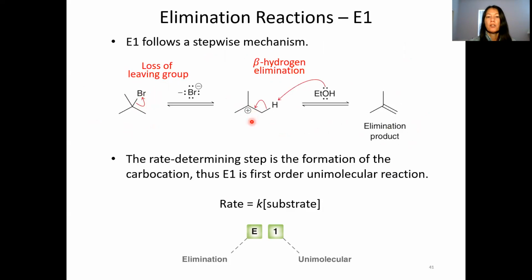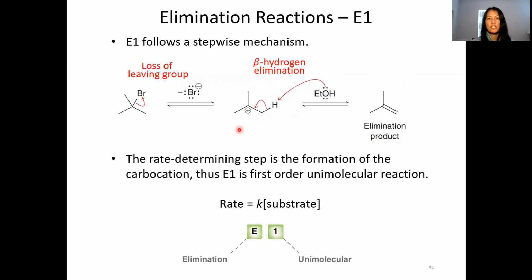So here you could have a tertiary carbocation, and then in our case, our solvent, ethanol, will come deprotonate the H, and then the electrons in this bond will form a double bond, form your pi bond to give this elimination alkene product.